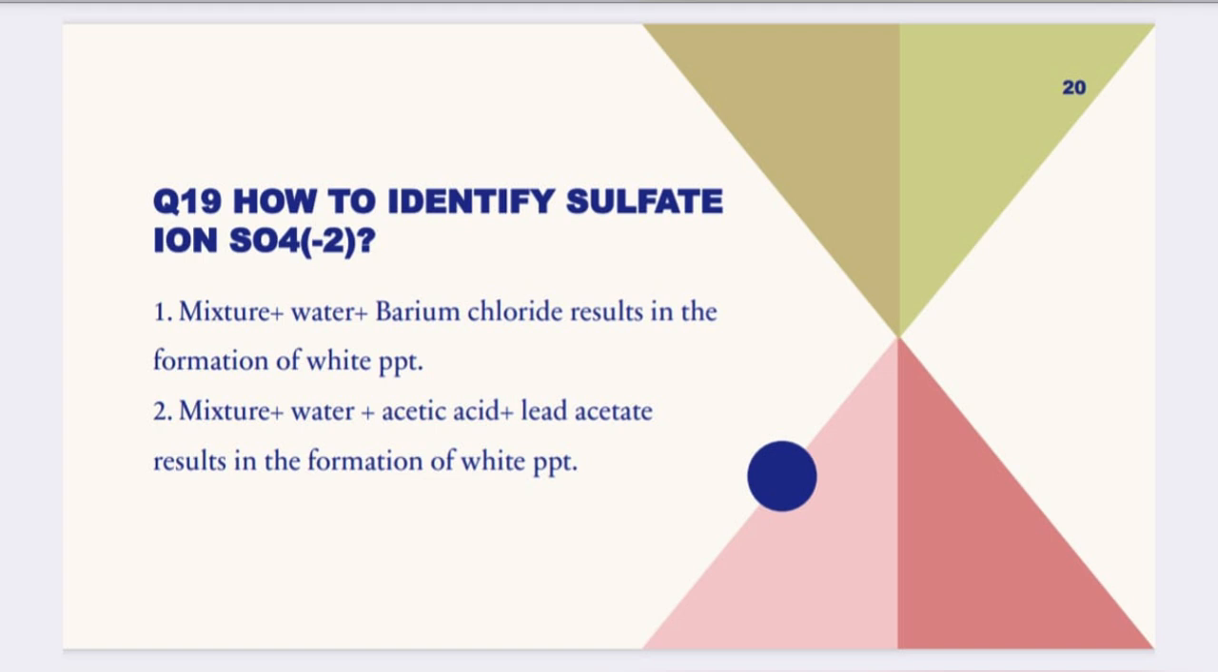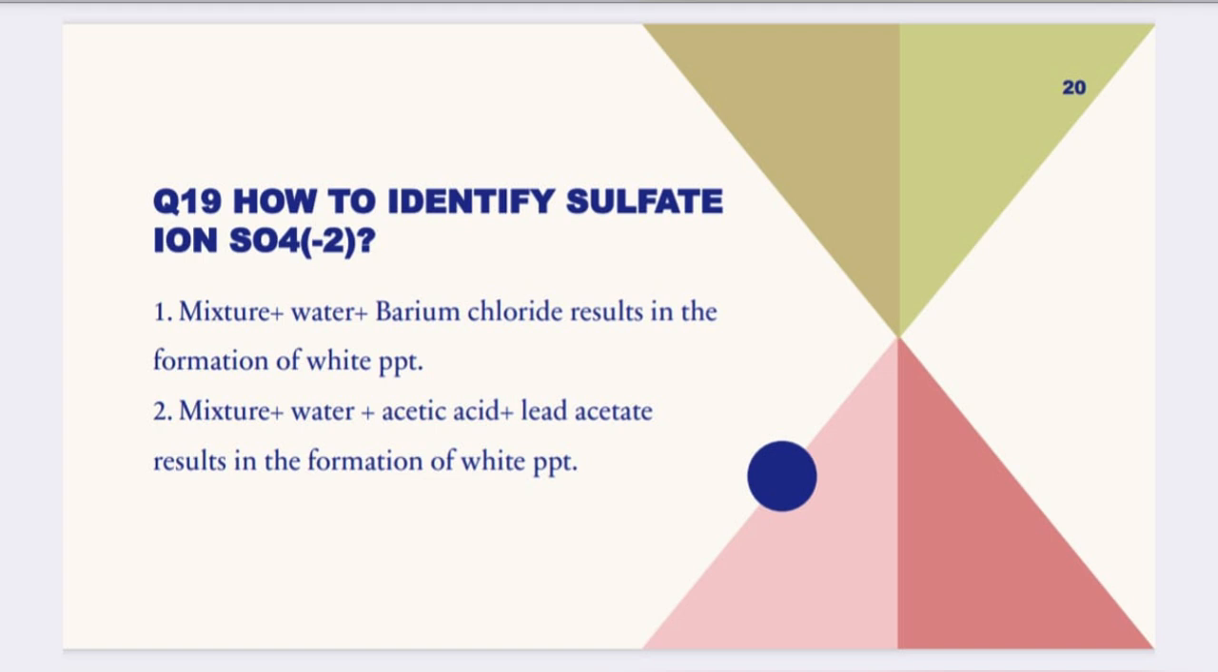The second method is, you take a mixture, add water to it, add dilute acetic acid and lead acetate, which results in the formation of a PPT. As I said, if a colored cation is present along with this sulfate ion, then the PPT may not be white, but the PPT will definitely be formed. And this is the confirmation of sulfate ion.